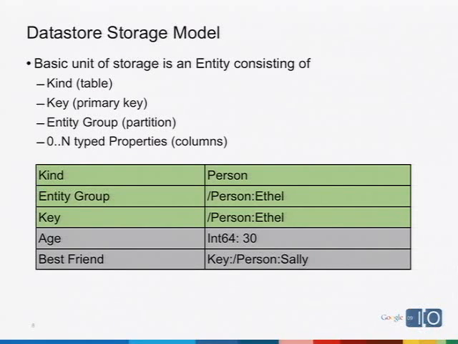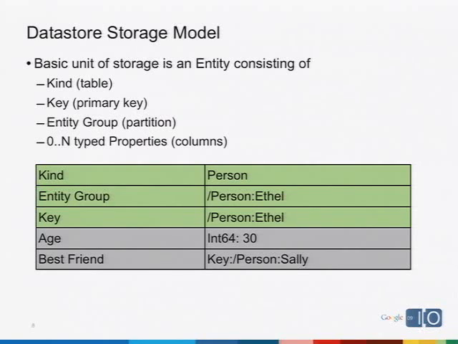So here we have an example where person is a kind, and if you'll notice here, the entity group and the key are the same. Anytime you see an entity where the entity group and the key are the same, that means you're looking at a root entity. It doesn't have a parent, right? We talked about the data store being hierarchical before. If the entity group and the key are the same, it doesn't have a parent.